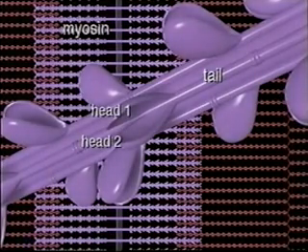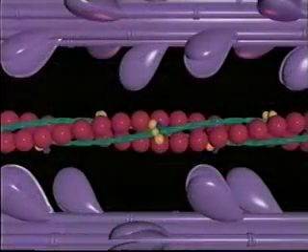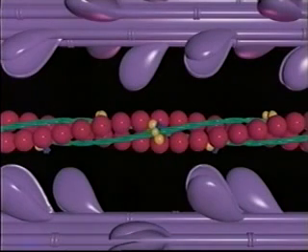The heads are arranged in spirals along the length of the thick filament. The myosin heads use energy from ATP hydrolysis to cock themselves into position to bind with actin. Knowing these structures of the thick and thin filaments will be important as we see how sarcomeres contract.